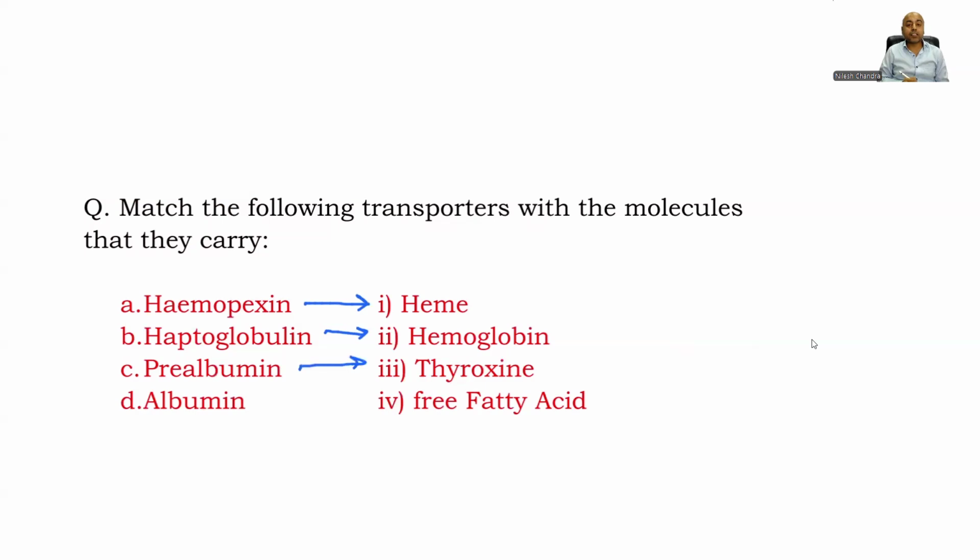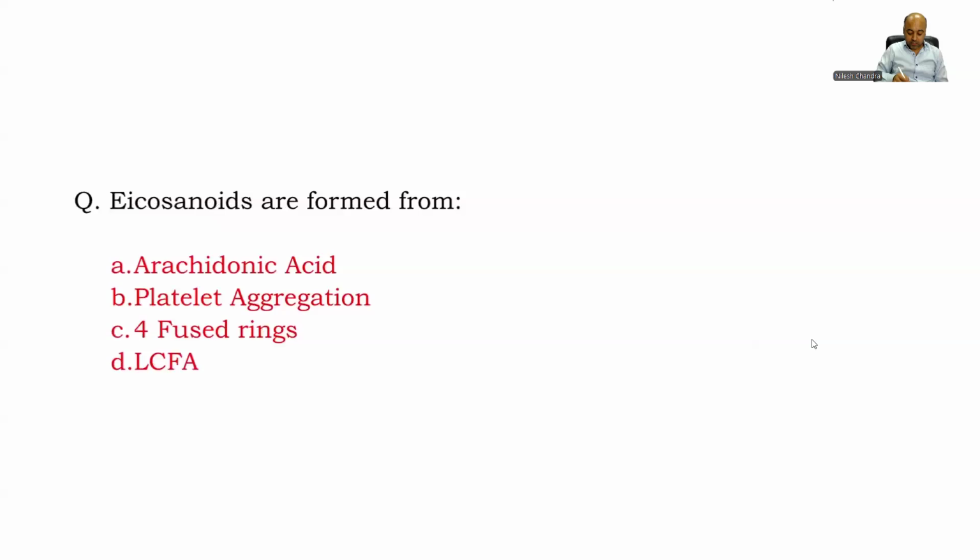TBG will carry the thyroxine. And TBPA is sometimes also known as transthyretin, a transporter of thyroxine. And albumin is the transporter of the free fatty acids. So if you get different permutation combinations, you should be able to answer this question.